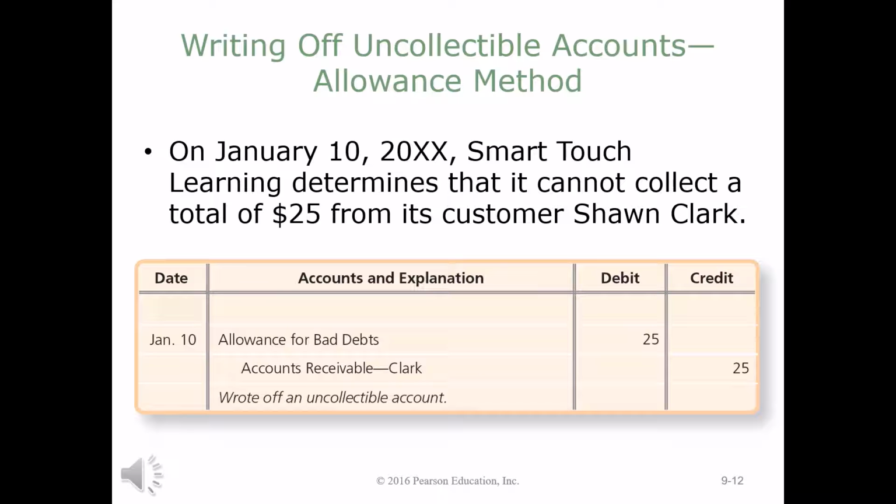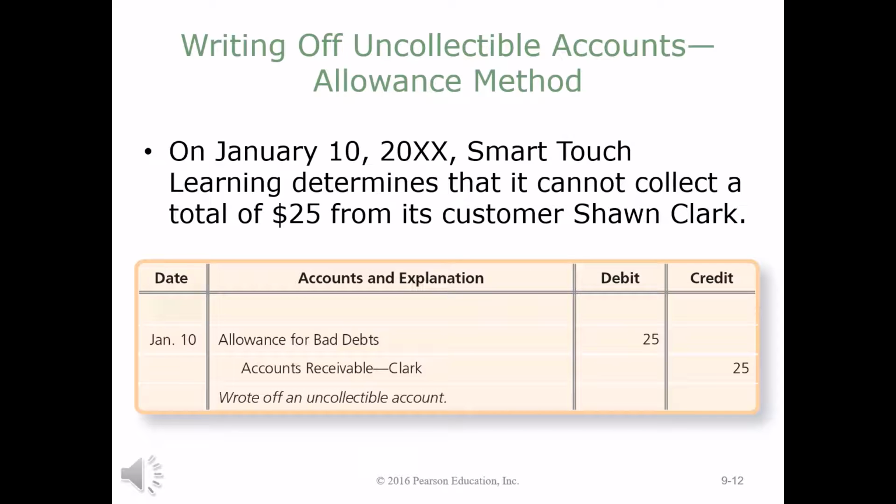As a separate entry, we also need to enter any accounts receivable that we identify as truly bad, meaning that they will not be collected. On January 10, Smart Touch Learning determined that it would not be able to collect $25 from its customer Sean Clark. So that amount needs to be written off. Remember that we will not use our bad debts expense account for direct write-offs.